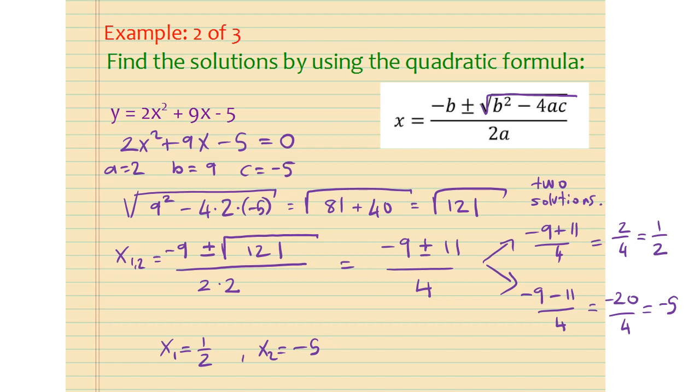Our x1 is equal to 1/2, our x2 is equal to negative 5. It doesn't matter which one of the solutions you call x1 and which one you call x2, as long as you list both of the solutions. So by using the quadratic formula, we can substitute all a, b, and c values, and if the discriminant inside of the square root is greater than 0, then we are going to end up with two solutions. If we would have had a scenario where inside of the square root is negative, then we wouldn't have any solutions.